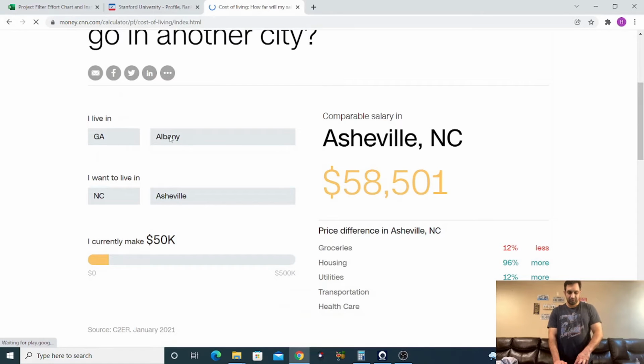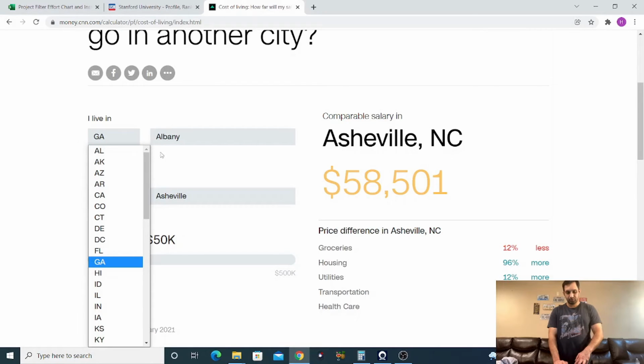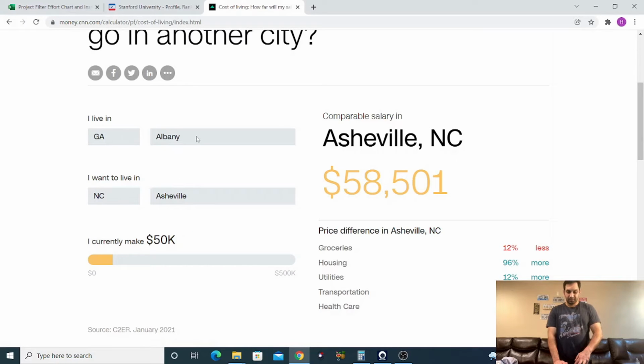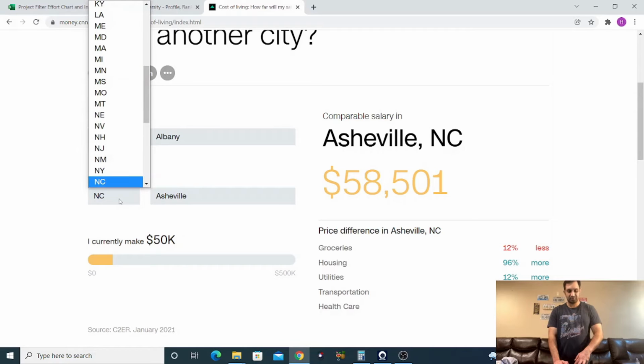So here you select your current location and then the location that you want to live in, and then it will give you a comparison of the different items, the groceries, housing, utilities, etc. So we'll select an area that has a low cost of living just as a baseline so we can compare against that. So Georgia Albany is a pretty low cost of living area, so keep this as it is, and then here you can select where you want to live.